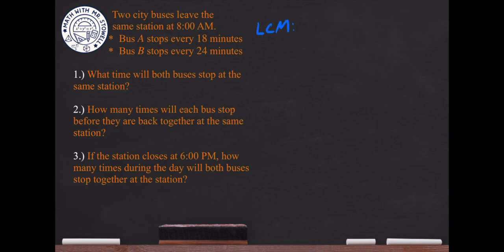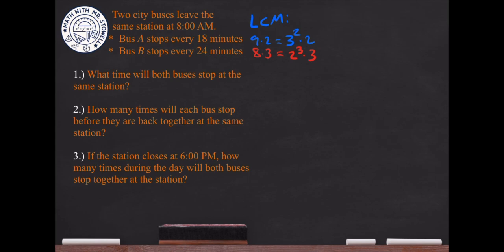If we want to find the LCM of 18 and 24, let's break apart the numbers. 18 we know is 9 times 2. In other words, that's 3 times 3 times 2, which is 3 squared times 2. 24 is 8 times 3, or 2 times 2 times 2 times 3. So this would be 2 cubed times 3.